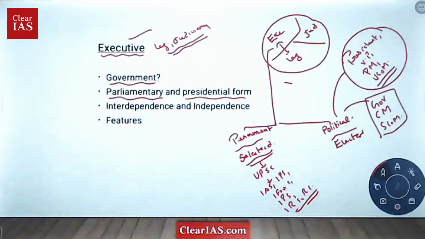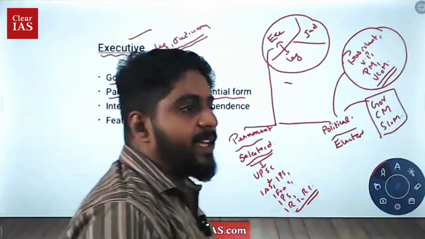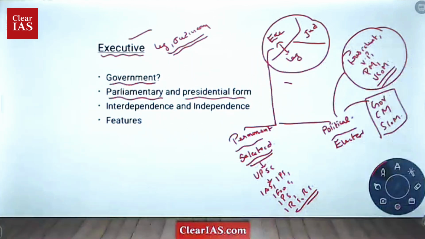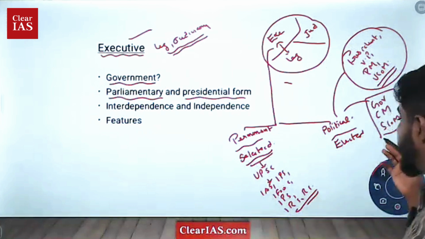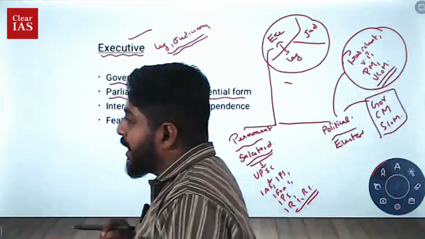So, the executive can be categorized into political and permanent. The political executive consists of the President, Vice President, Prime Minister, and the Union Council of Ministers at the center. And at the state level, you have the Governor, Chief Minister, and the State Council of Ministers.